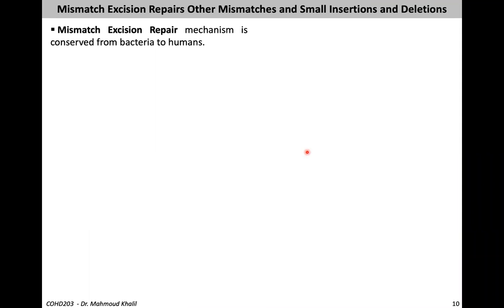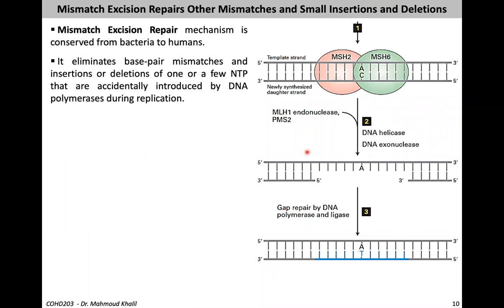So what about mismatch excision repair, which deals with other mismatches and small insertions and deletions? The mismatch excision repair mechanism is conserved from bacteria to humans. This means that it doesn't change through evolution. Basically, it eliminates any base pair mismatch and the insertion or deletion of one or a few nucleotides that are accidentally introduced by DNA polymerase during replication.